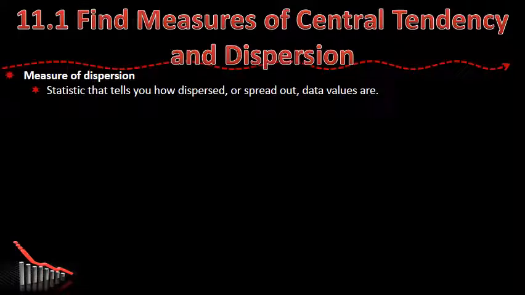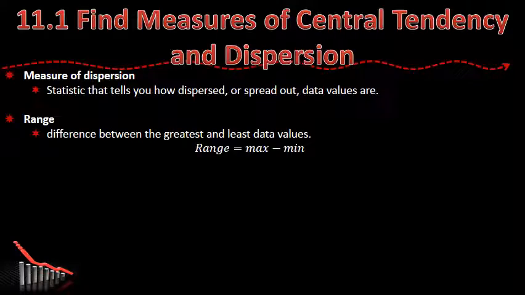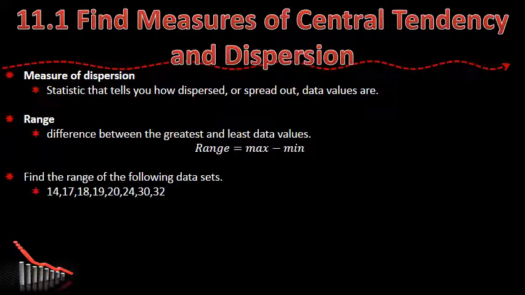The measure of dispersion is a statistic that tells you how dispersed or spread out the data values are. There are two measures of dispersion we're studying. The first one is range, which is the difference between the greatest and least data values. So the range is the maximum minus the minimum.